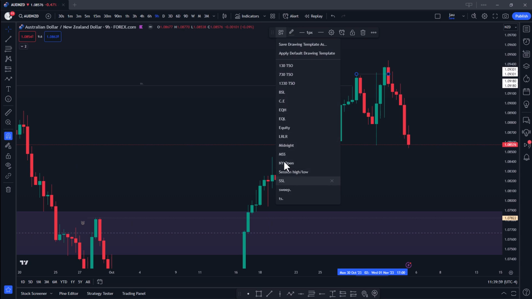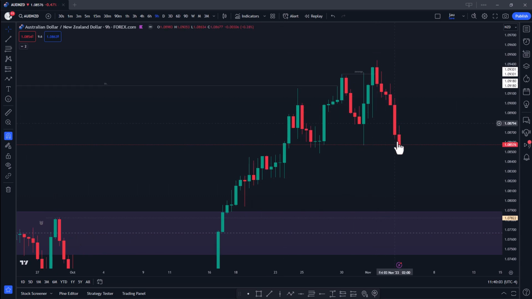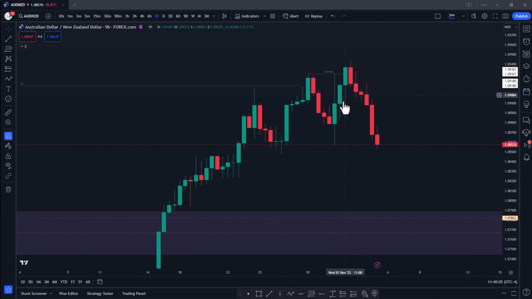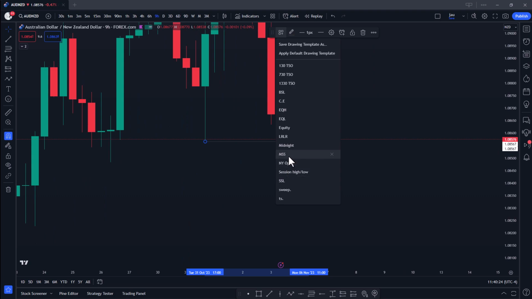So we can call this a sweep on the 9-hour, a displacement lower. And looking to the left of it, we can see the only swing low that we can identify here is this one. So this would have been where our market structure shift would reside, but again, as you can see, we have not closed below it. So we can set a conditional alert after labeling this as our market structure shift.